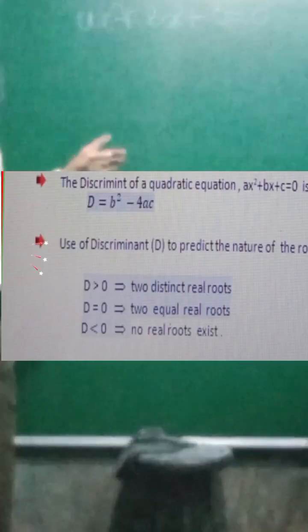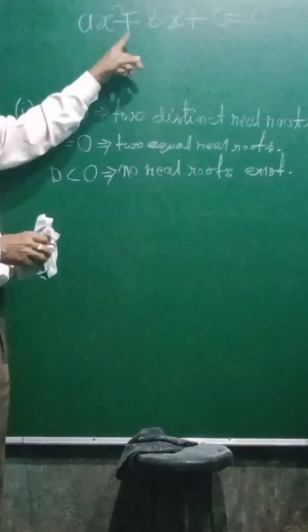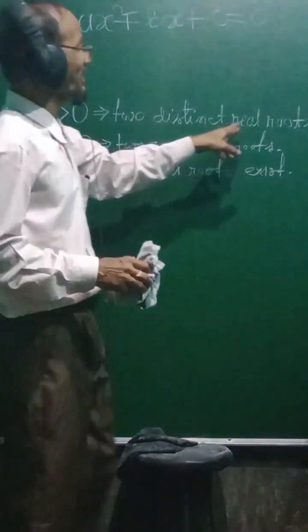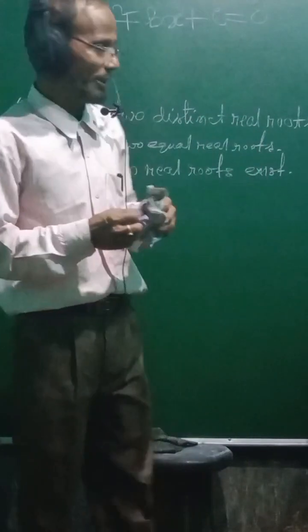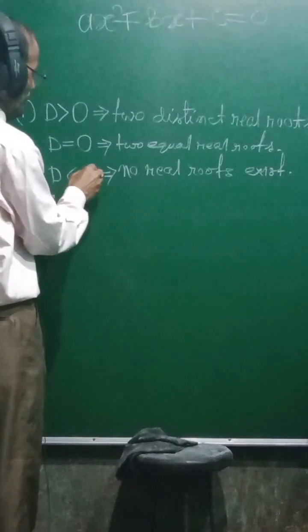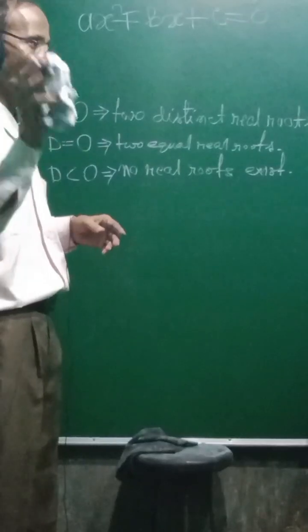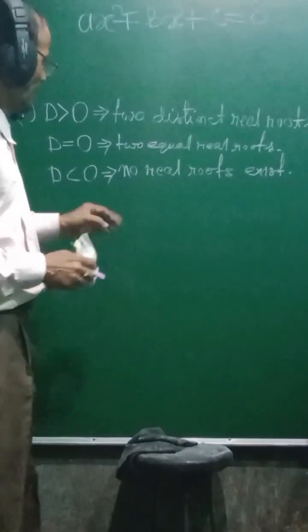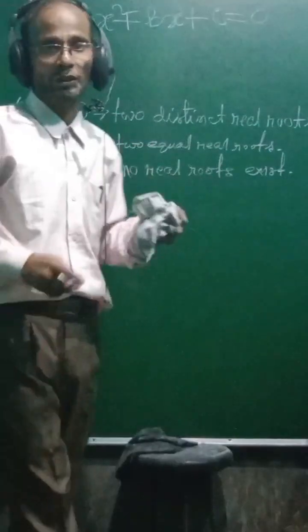Use of the discriminant of a quadratic equation: if D is found to be greater than 0, then it means that the equation will have 2 distinct real roots. And D equal to 0 means 2 equal real roots, which can be integer or fraction, that does not matter. And if it is found that this quantity D, equal to b square minus 4ac, is negative, then these are imaginary numbers, not in our syllabus, so you can say that no real roots exist. These 3 things are very important to remember.